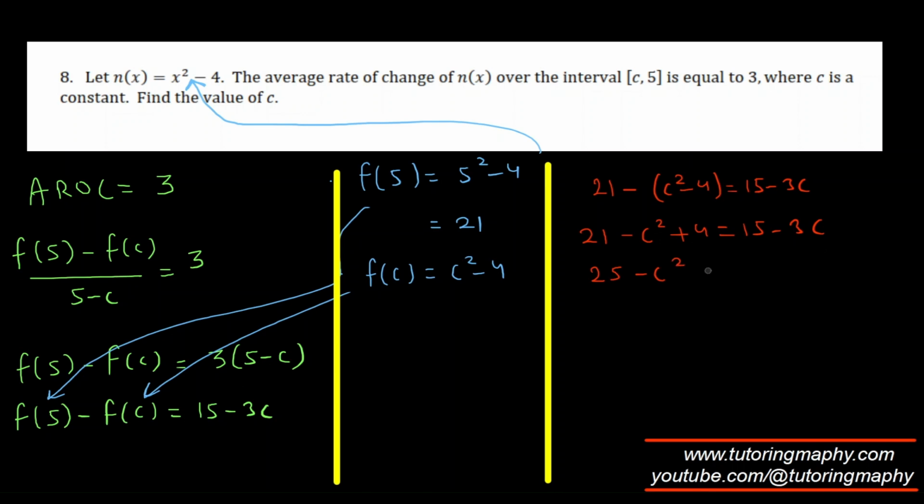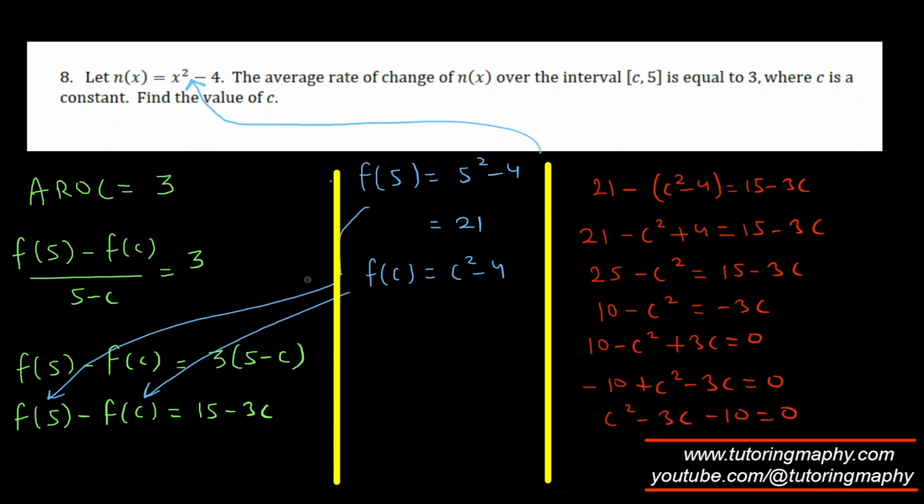So 25 minus c squared is equal to 15 minus 3c. Subtracting 15 from both sides, 25 minus 15 is 10. 10 minus c squared is minus 3c. I'm going to add 3c to both sides. So 10 minus c squared plus 3c equal to 0. And I would like the leading coefficient to be positive, so I'll multiply both sides by a negative sign so that the signs switch. So it becomes minus 10 plus c squared minus 3c is equal to 0, or c squared minus 3c minus 10 is equal to 0, right?